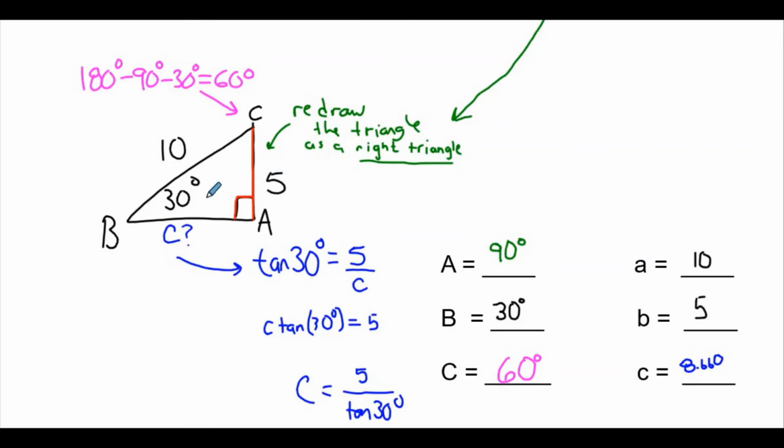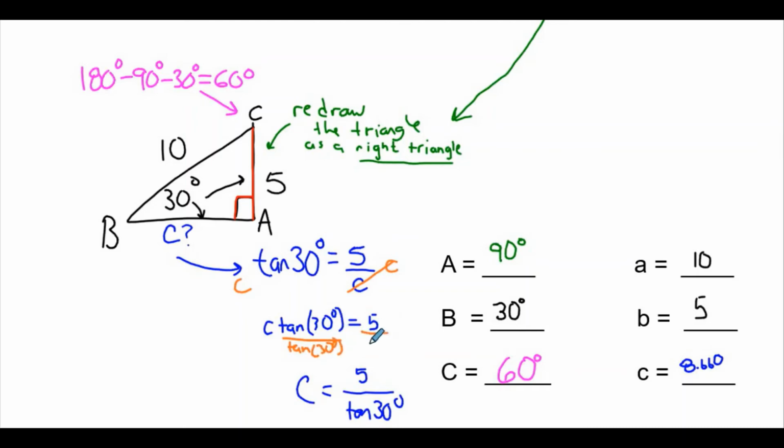So with the given information, this is opposite, and this would actually be adjacent, right? So I'm going to do opposite over adjacent, which is tangent. Tangent of 30 is 5 over C. You would just simply multiply both sides by C, giving you C tangent 30 is 5. You would then divide by tangent of 30. Remember your algebra skills in trig.